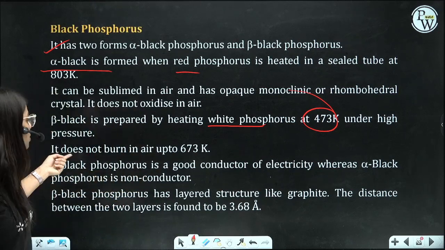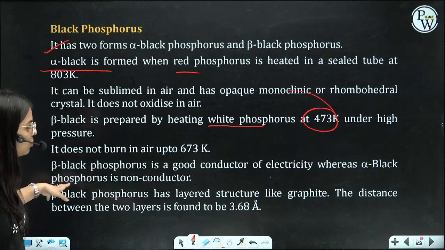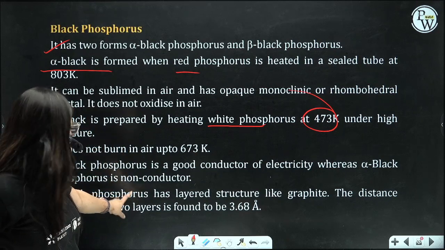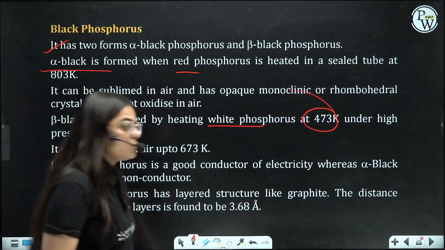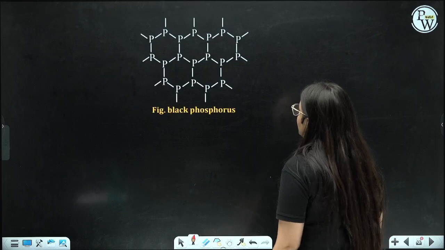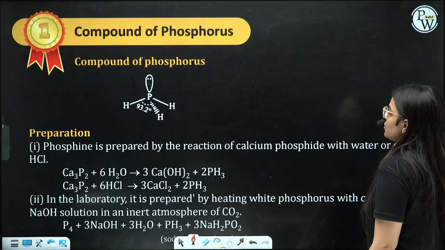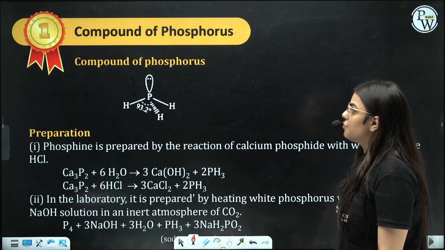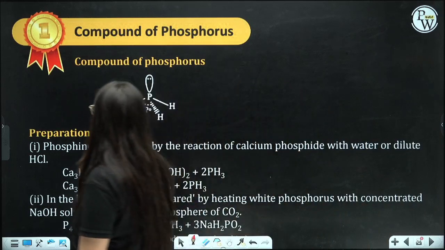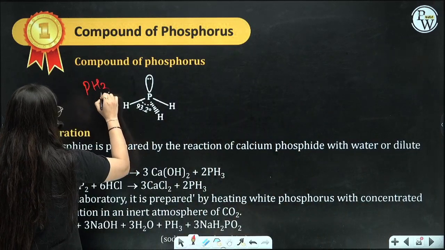Yeah, it does not burn in air up to 673 Kelvin. Now they are saying beta black is a good conductor of electricity, whereas alpha black is a non-conductor. So in the form of different students, you can learn all of these. Now this is the structure of black phosphorus, everyone. Here come the compounds of phosphorus. If I talk about the compounds of phosphorus, we have phosphine, that is PH3. What do you have?